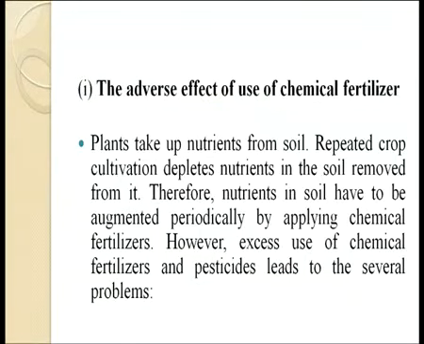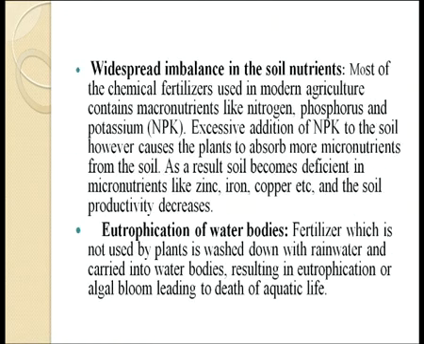However, excess use of chemical fertilizers and pesticides leads to several problems. Widespread imbalance in the soil nutrients. Most of the chemical fertilizers used in modern agriculture contain macronutrients like nitrogen, phosphorus and potassium. Excessive addition of NPK to the soil, however, causes the plants to absorb more micronutrients from the soil. As a result, soil becomes deficient in micronutrients like iron, zinc, copper, etc., and soil productivity decreases. Eutrophication of water bodies.